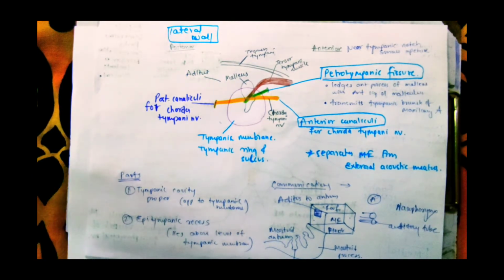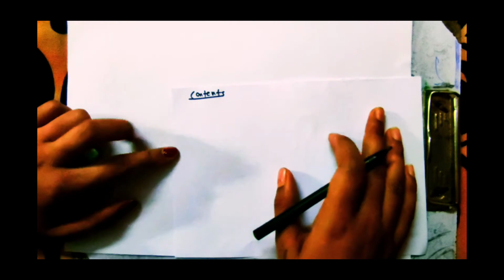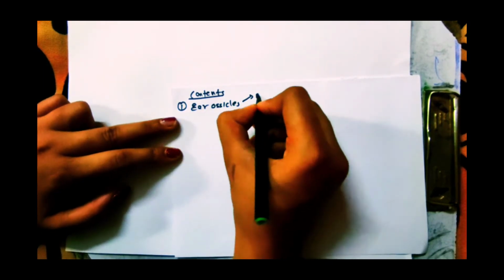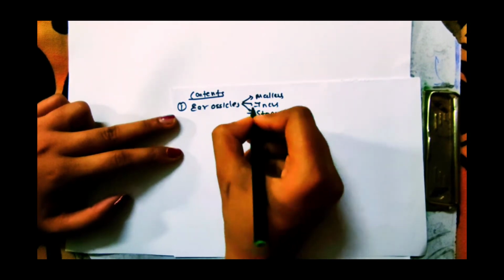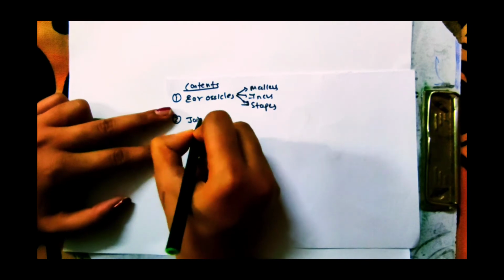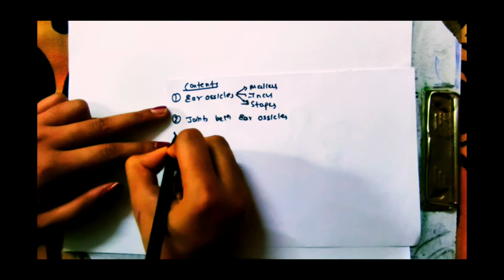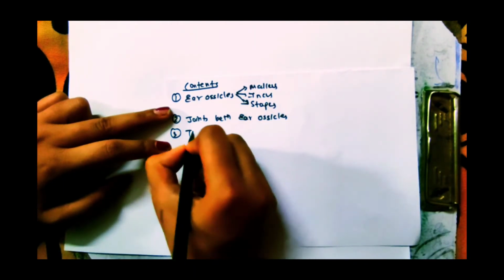Then comes to its contents. It consists of ear ossicles: malleus, incus, and stapes. Then joints between ear ossicles. Then third, two muscles: tensor tympani and stapedius.